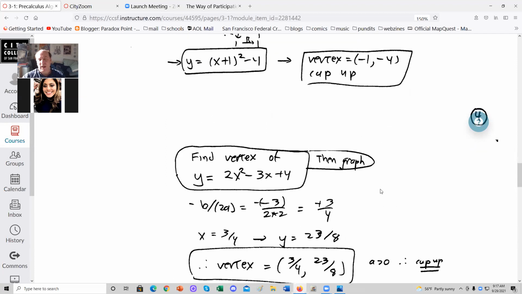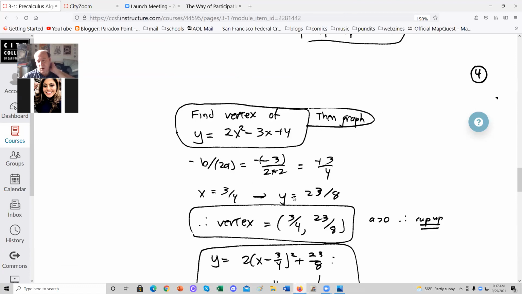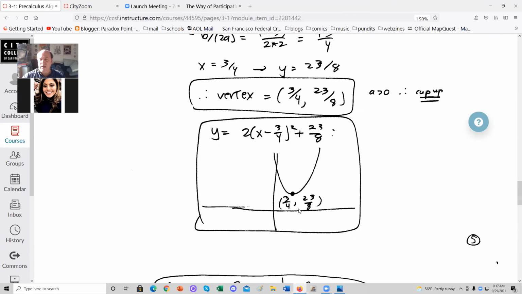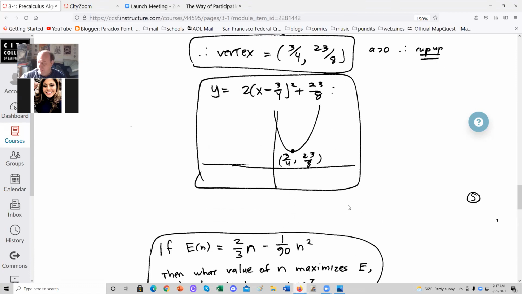All right, find the vertex of 2x squared minus 3x plus 4. Negative b over 2a is negative negative 3 over twice 2, which is 3/4. If you plug in 3/4, you get y equals 23/8. So the vertex is at 3/4, 23/8, and it's cupped up. So you draw a graph, you draw the point 3/4, 23/8, draw a U cupped up through that, and here's the graph.